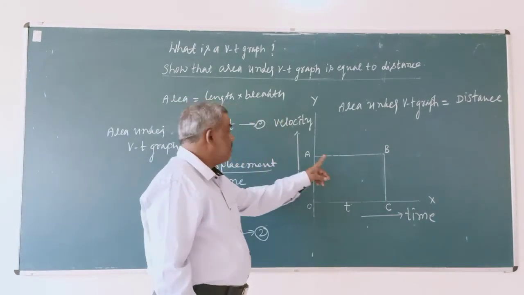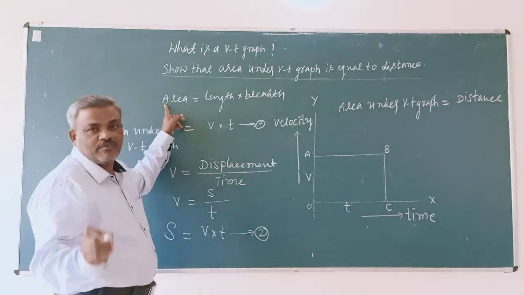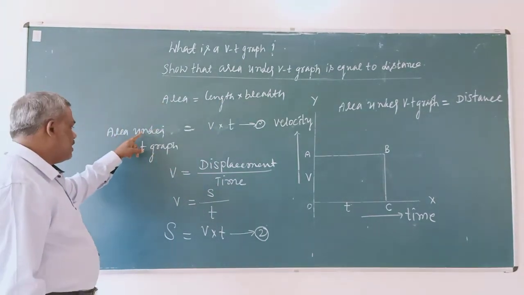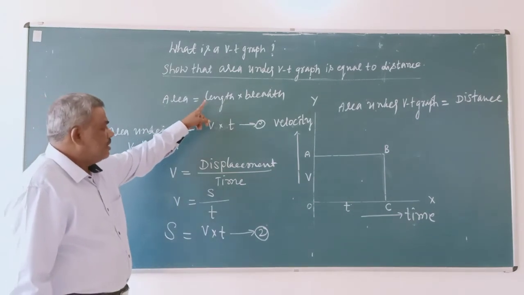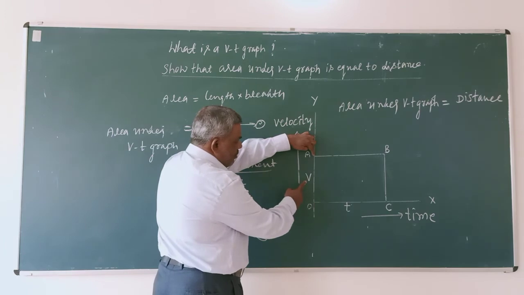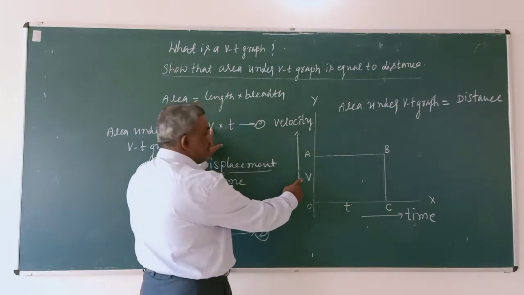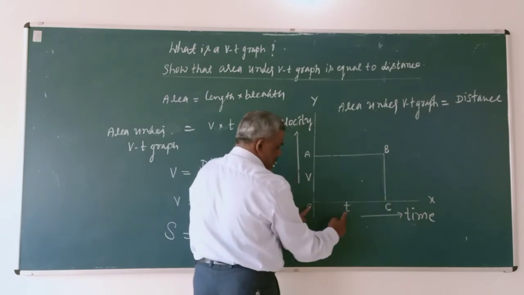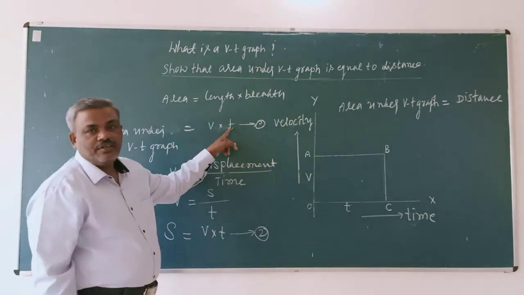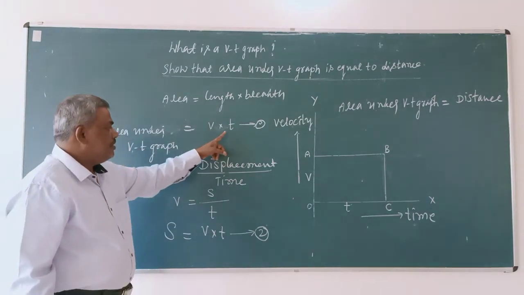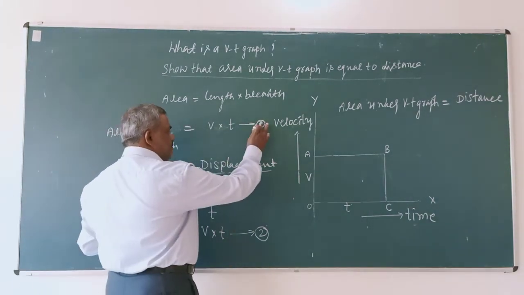Now this is a rectangle. So the area under the VT graph, by the general formula, equals length into breadth. Length OA equals velocity V. Breadth OC is the time T. So the area under the VT graph equals V into T. This is equation number 1.